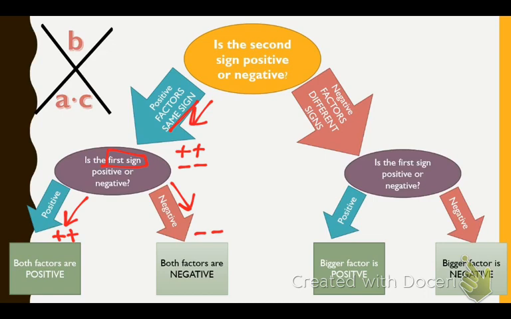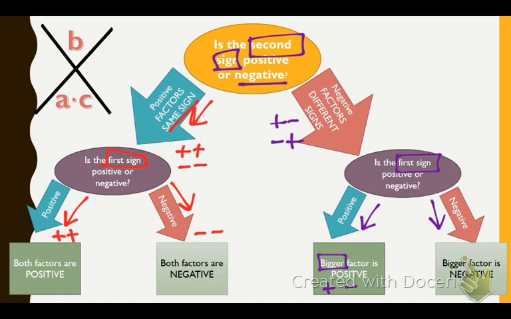However, if we go back to the beginning, if the second sign is negative, that means they're going to be different signs. So one's a positive and one's a negative. To figure out which one is which, you look at the first sign. If the first sign is positive, then the bigger factor is positive, and the smaller one is negative. If the first sign is negative, that means the bigger factor is negative, and the smaller one is positive. You can always pause and write this down yourself.